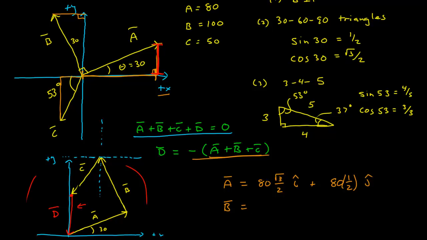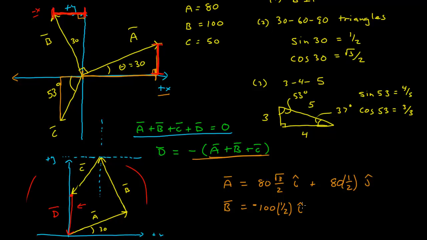The x component now is the length of this side of this triangle, the length that's parallel to the x-axis. So in this case, the length is the hypotenuse times the sine of the angle. Hypotenuse of B is 100, and sine of the angle is 1/2. And this length is in the negative x direction. So this is a negative i hat.